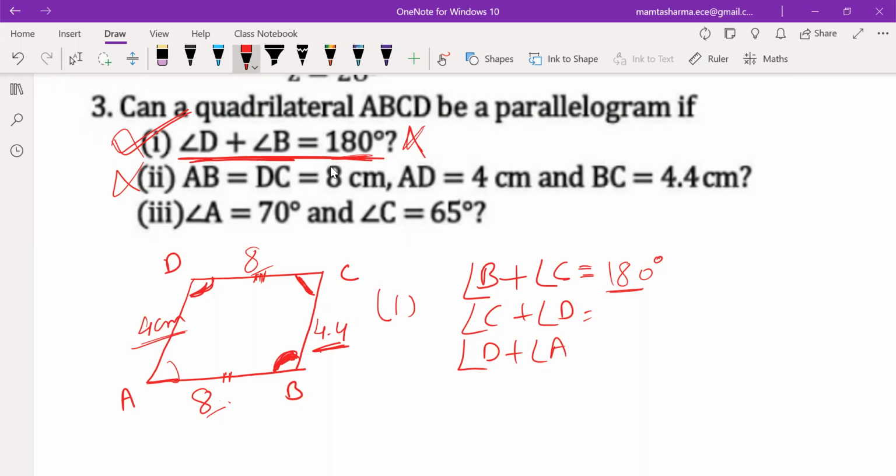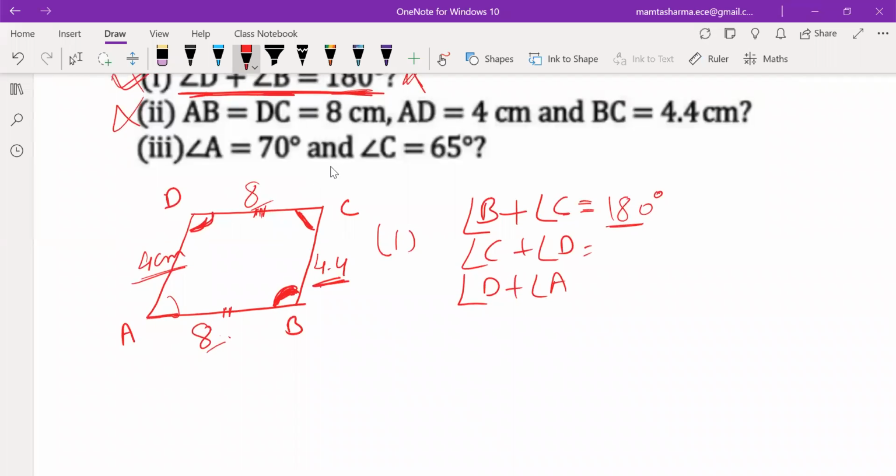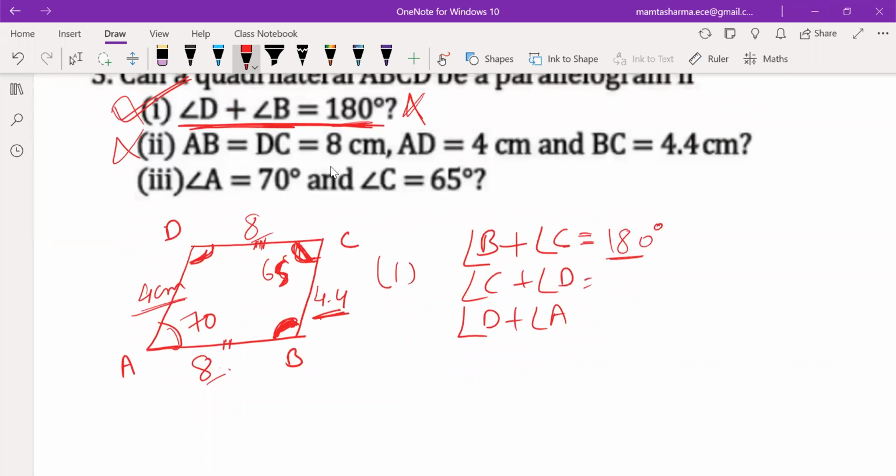Angle A is 70 degrees, angle C is 65 degrees. And how about the second condition applied? The second condition, I told you, is that one pair is equal, but the other pair is not equal. That's why this will not be a parallelogram. For a parallelogram, opposite side lengths should be equal. Here it is 4, here it is 4.4. So this second one will not show a parallelogram.